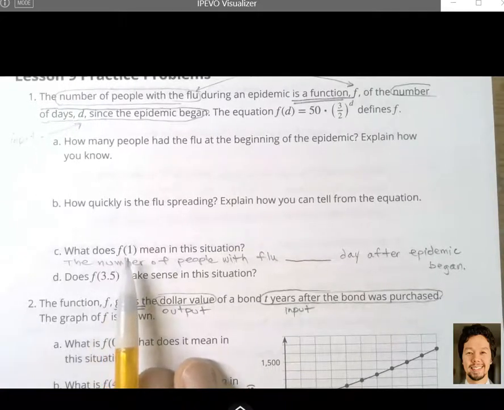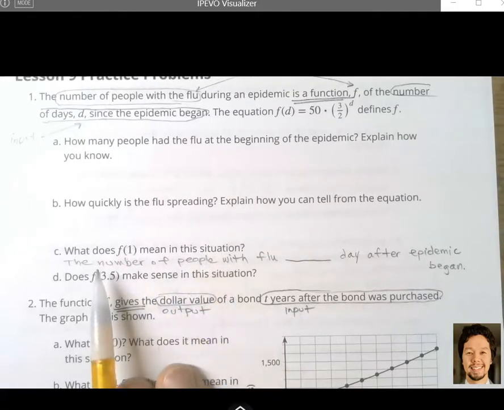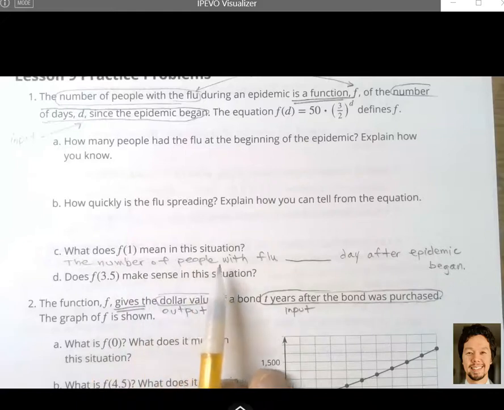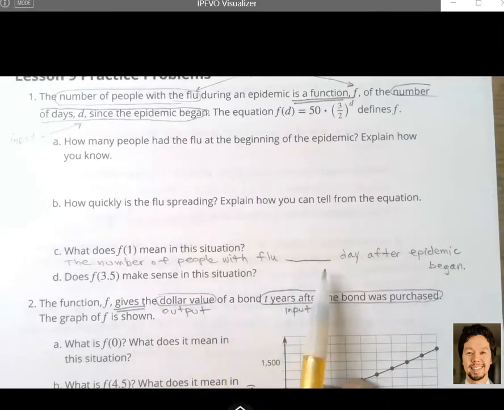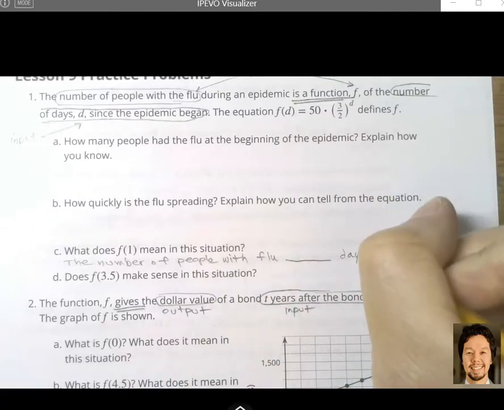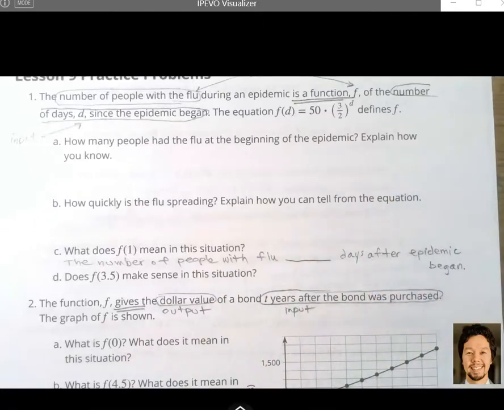What does f of 1 mean in this situation? Well, fill in the blank. The number of people with the flu blank days after the epidemic began. Blank days after the epidemic began.